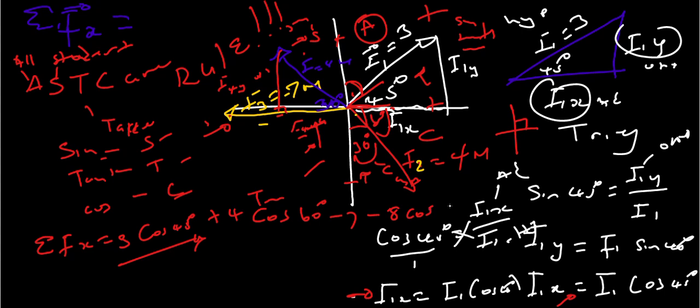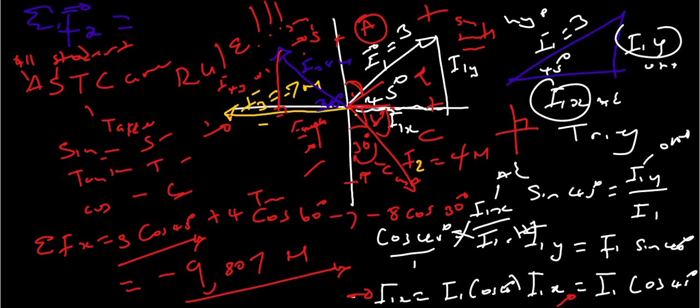cos of 30 degrees. So we're going to say 3 cos of 45, plus 4 cos of 60 degrees, minus 7, and then minus 8 cos of 30 degrees. We are going to find the value of negative 9.807 Newton. So this is all about that, guys.